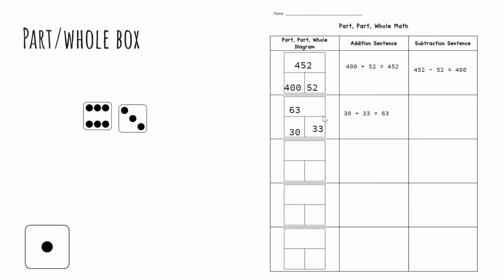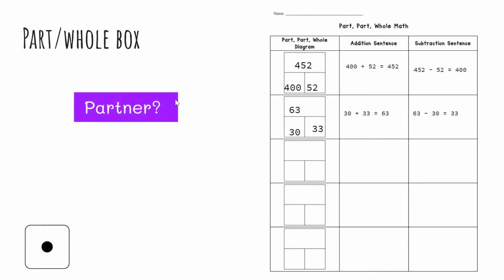Can you think of a subtraction sentence I could use with these 3 numbers? Good job. So one way I could write my subtraction sentence is with 63 minus 30, which will give me 33. Is there another way I can write it? Yeah, I can do 63 minus 33, which will give me 30. Good job, you guys.